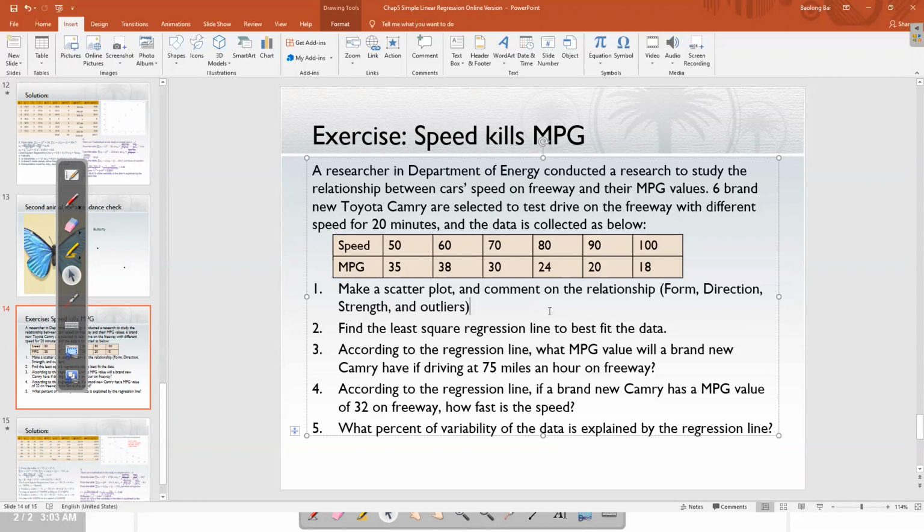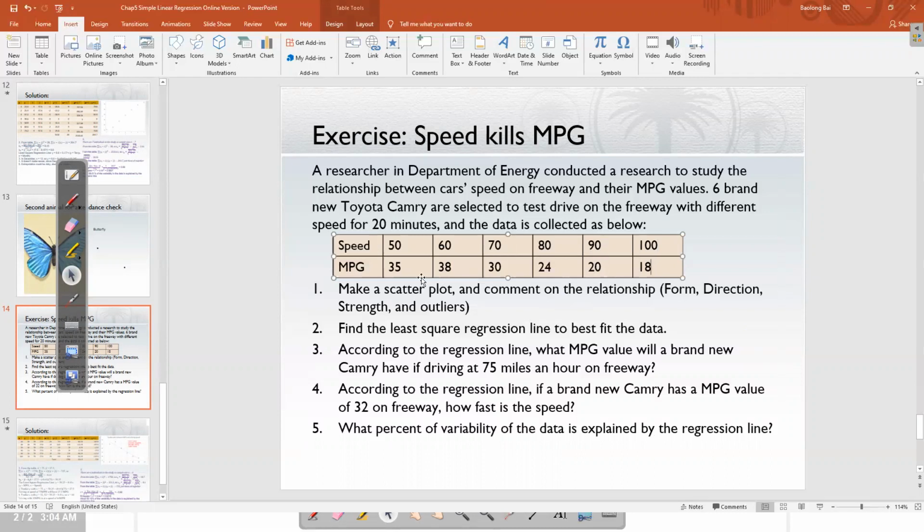So here's a study. 6 brand new Toyota Camrys are selected to test drive on the freeway at different speeds, and they drive for 20 minutes. And the data collected is below. When you drive 50 miles per hour, the MPG value will be 35. At 60 miles per hour, it will increase to 38. But when you go to 70 miles per hour, it will decrease to 30. And then when speed is 80, the MPG will be even lower, 24. When speed is 90, it becomes 20. When speed is 100, it becomes 18, right?